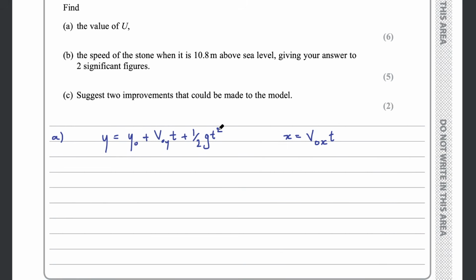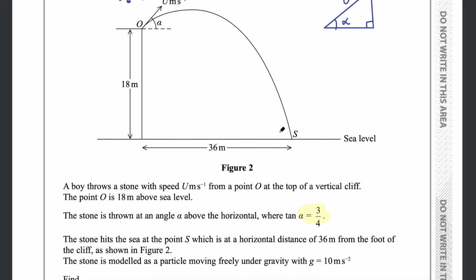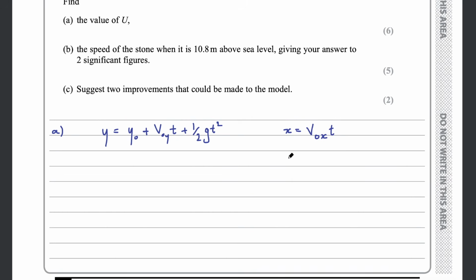And what we're going to end up doing is to rearrange the horizontal position equation, substitute it into the y position equation, and then hopefully solve for the initial velocity. But firstly, we need to start substituting some things into these equations. So firstly, what we can say is the final x position we know is 36. I've been told that in the question. So it's gone from x0 to x equals 36. So we can substitute that in.